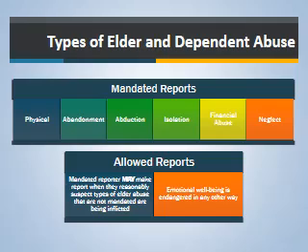Okay, so those are the types of abuse that has to be reported. Now, reporting that's allowed is when you reasonably suspect that their emotional well-being is endangered. But you don't have to make that report. It's up to you.